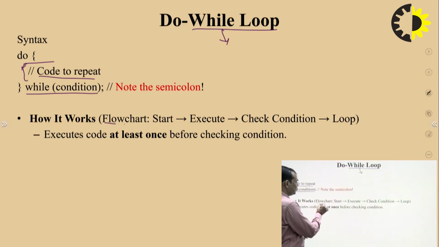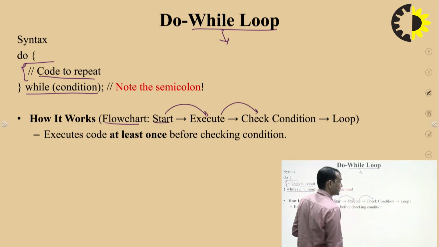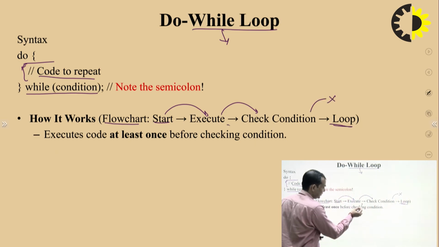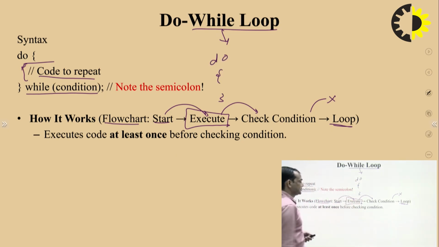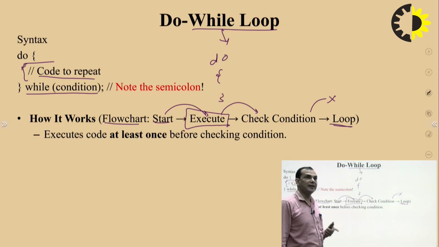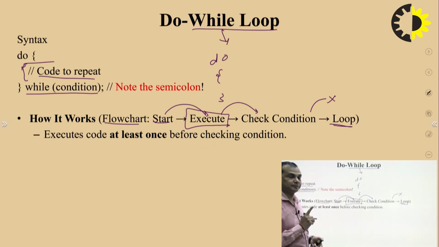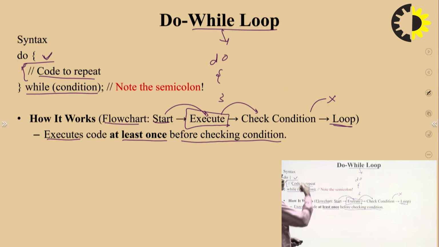So what is the flow chart? We start, then it executes, and after executing it checks the condition. If the condition is true it goes back inside the loop, otherwise it terminates, but the code written inside the do has executed. This means that when we apply the do while loop, even if the condition is false, the do while loop executes one time. It executes the code at least once before checking the condition, so it prints at least one time before checking the condition.